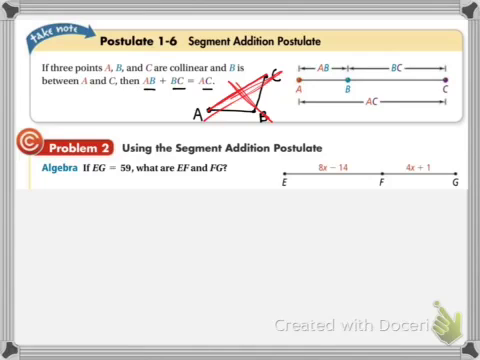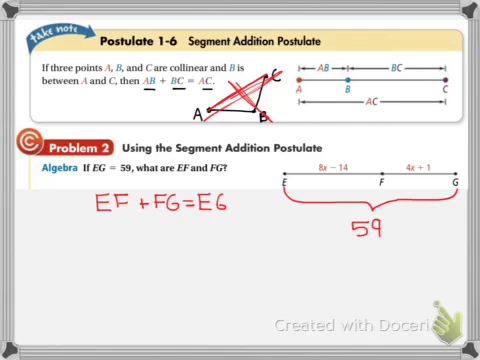So for instance, let's look at the bottom here. Problem 2, we are given that EG, the entire length of this bottom segment, is 59. And we want to know the length of the 2 smaller segments. Alright? So we know that we can add together the 2 smaller segments to get the whole entire thing. That's what segment addition postulate tells us. So we know that EF plus FG is equal to the whole thing, EG.